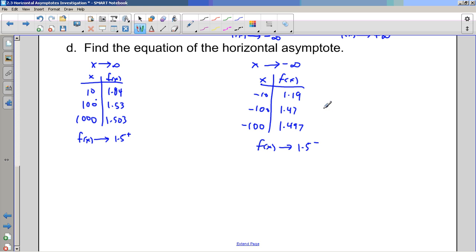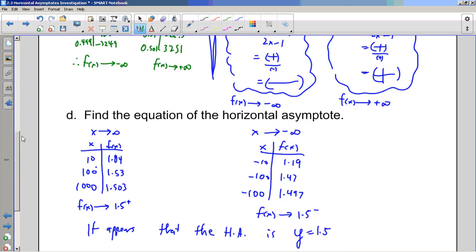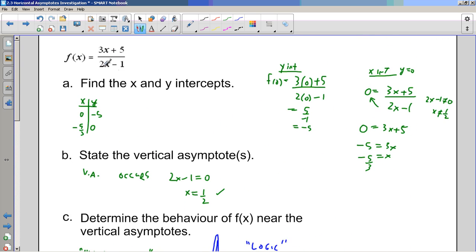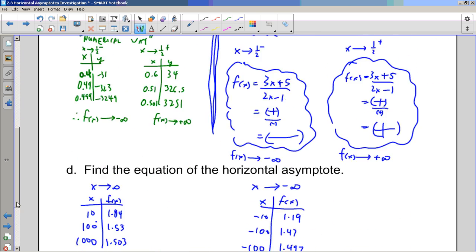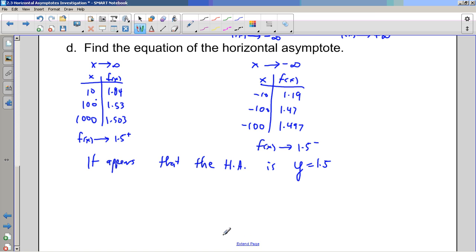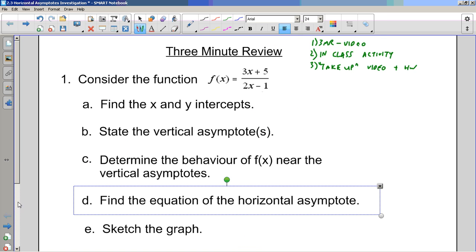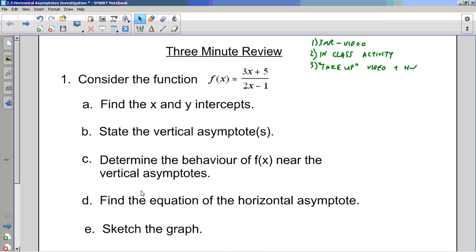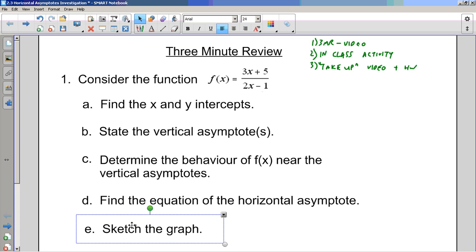So now the last thing, it appears that the horizontal asymptote is y equals 1.5, although we would really like to be able to get to the point where we could just look at that and know it has a horizontal asymptote at 1.5, and we will today, I hope, in class investigation.